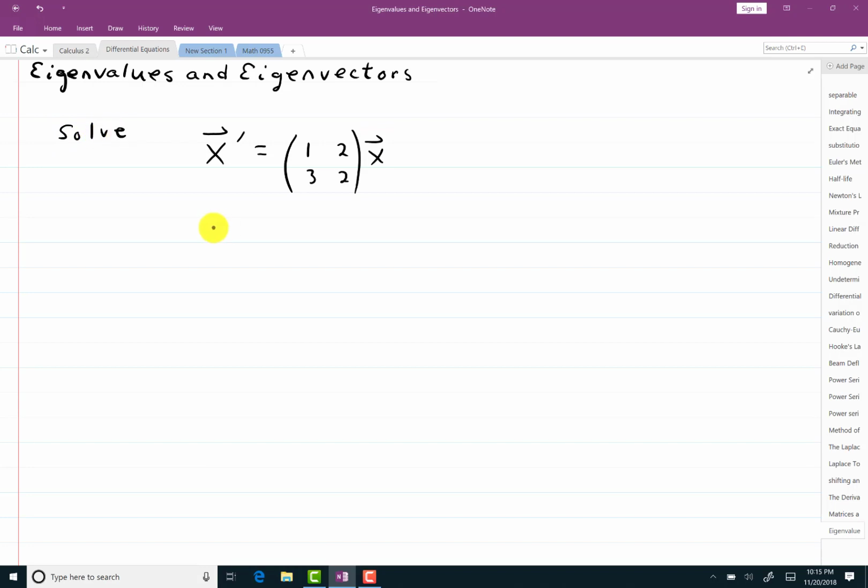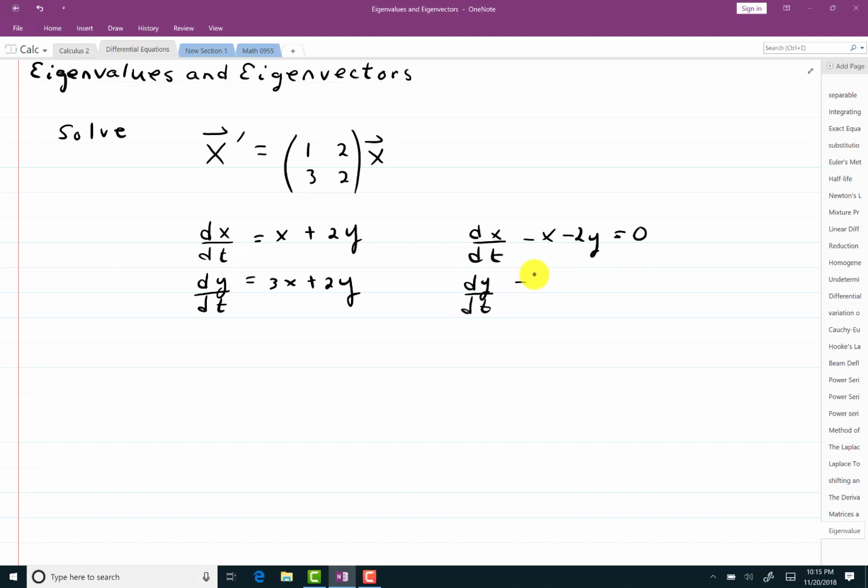So let me remind you how this looks. This means that dx over dt equals x plus 2y, and dy over dt equals 3x plus 2y. Both x and y are functions of the variable t. So if you were to go and subtract the one side off, you see that the variables are all on one side and the other side is 0. So we're going to first work on homogeneous systems of equations. That's where one side is equal to 0 like that.